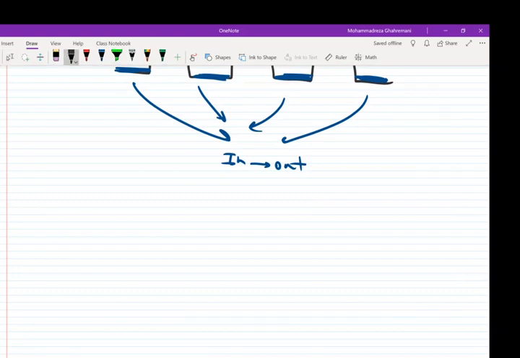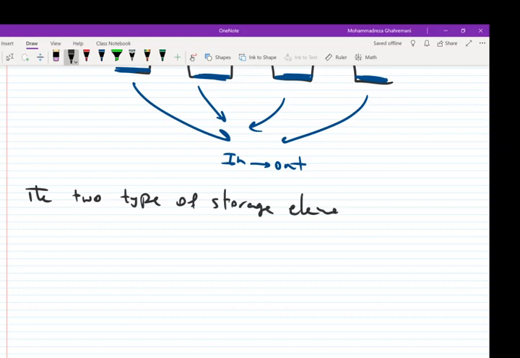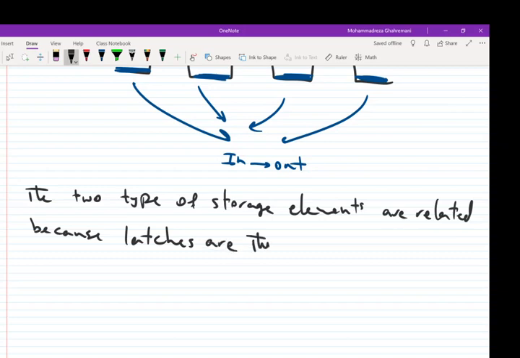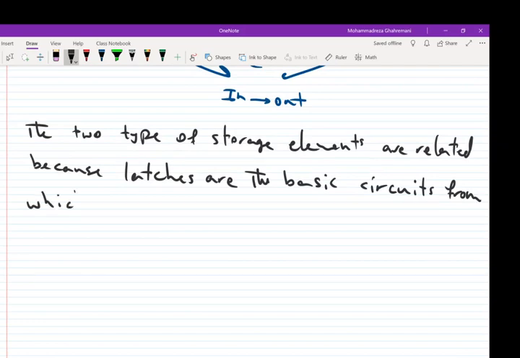We can say the two types of storage elements are related because latches are the basic circuits from which all flip-flops are constructed.